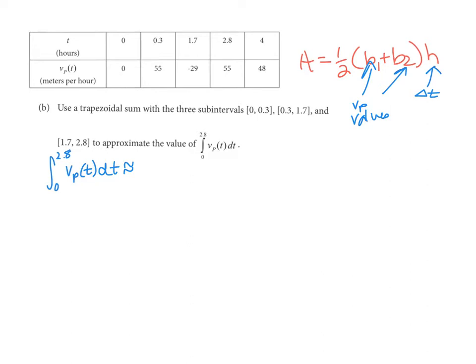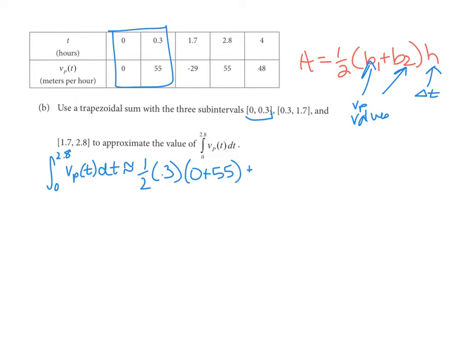So I have 3 intervals that they give me. My first interval is from 0 to 0.3. So my height, also called my delta t, is going to be 0.3. It's the distance between those two t values. My first base is 0, my second base is 55.